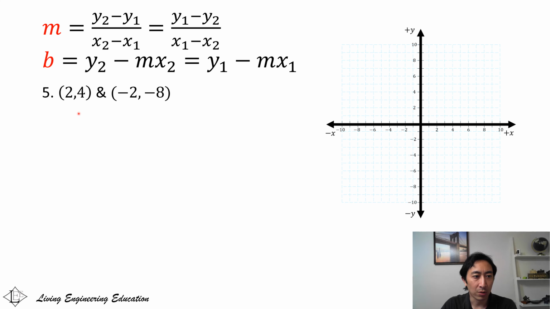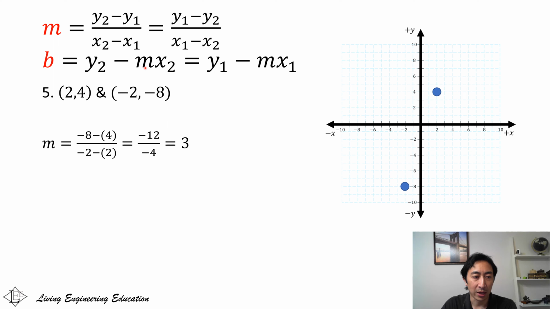And for the last problem that we're going to solve together, we have 0, 4 and -2, -8. And we're going to go through the same process again. We're going to find the slope using delta y, -8 minus 4, and delta x, -2 minus 2. So in the numerator, we get -12. In the denominator, we get -4, which gives us 3 for the slope.